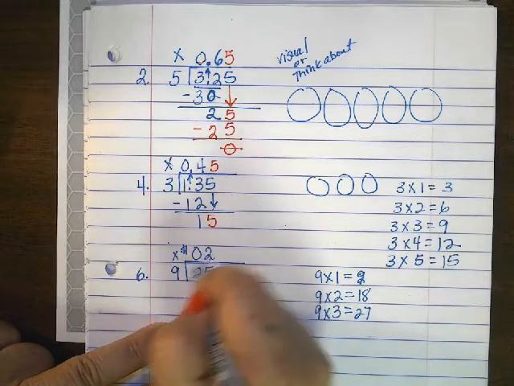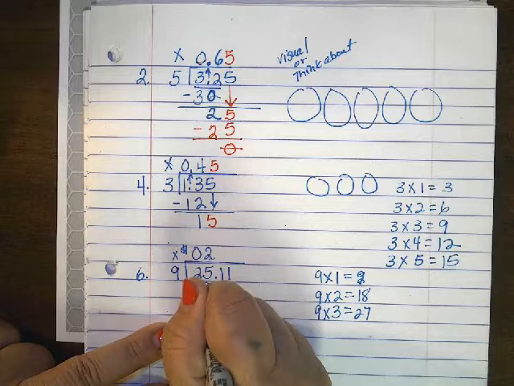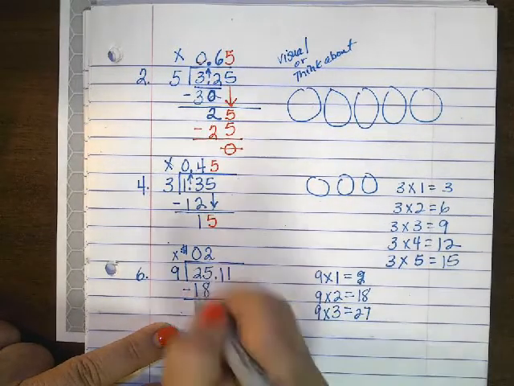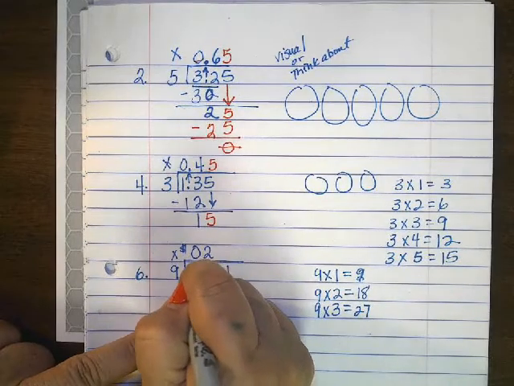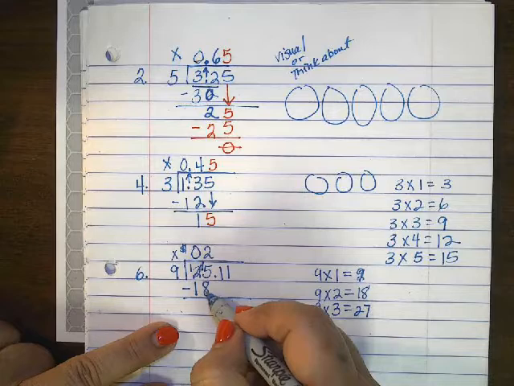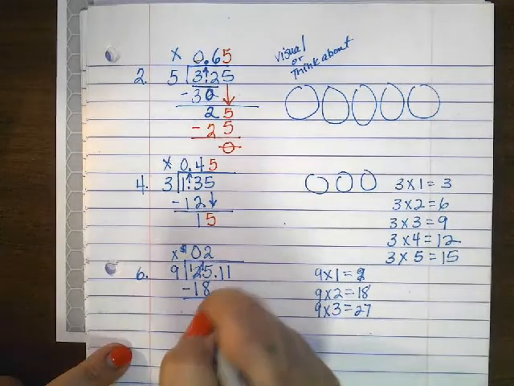So 9 times 2 equals 18. So I can use 18 of the 25, and what does that leave me with? So I'm going to regroup my 2 to 1. Now it's 15. So if I have 8 from 15, what is that? Very good, that's 7.